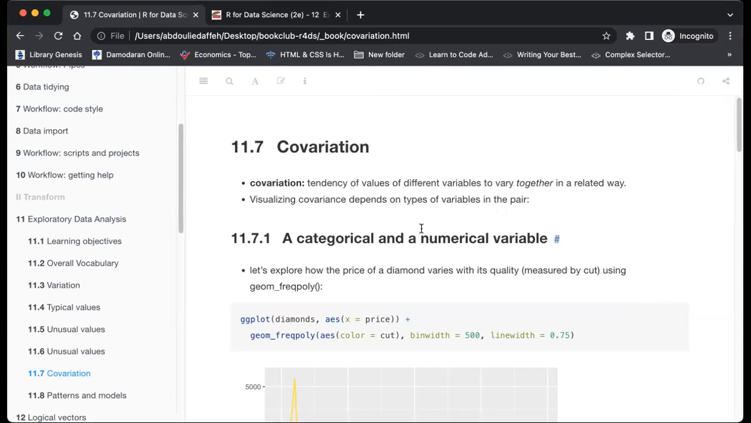So covariation, when do we need it, when is it useful? If I have data, what will it show us, values varying together in a related way? I didn't understand this English in a simpler way. So what does covariation do? I think it's describing a relationship, this association, whether it is negatively or positively affecting each other.